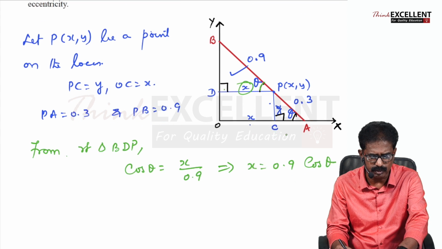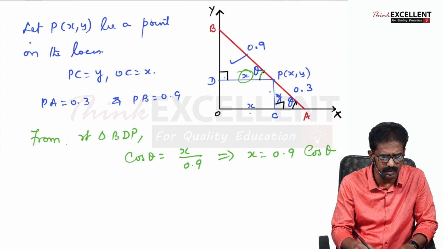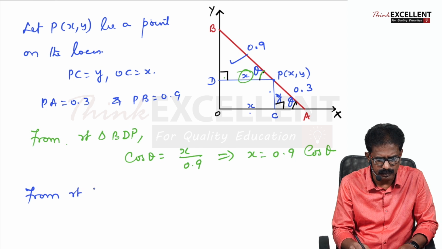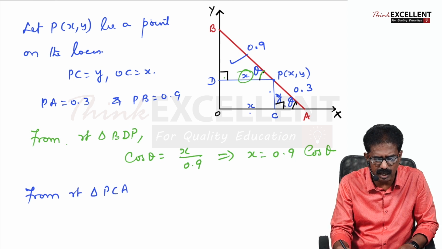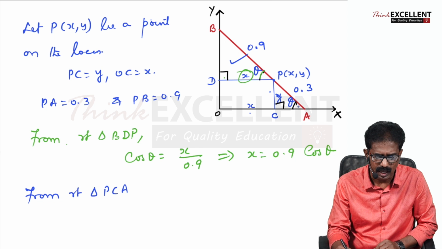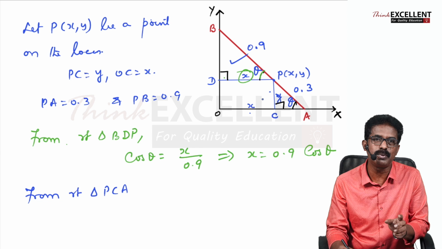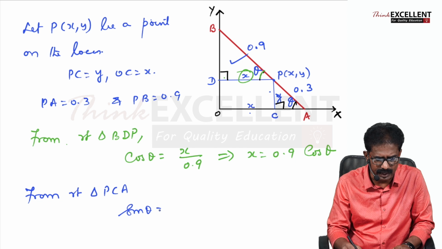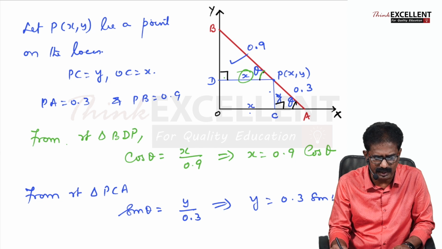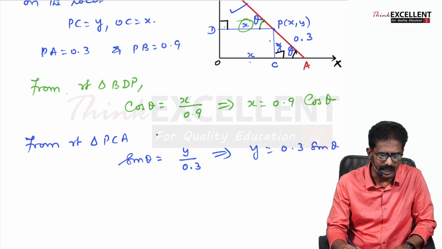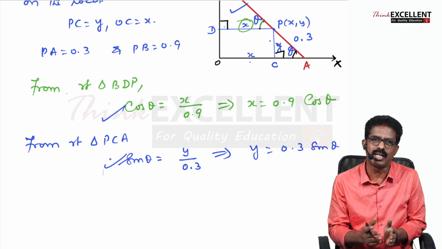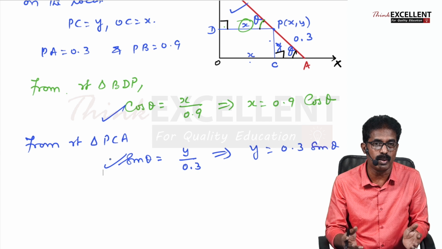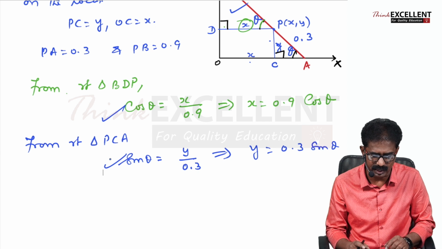Now we take the other triangle, the smaller one, that is PCA. From right triangle PCA, there opposite the 90 is 0.3, that is the hypotenuse, and theta's opposite is y. So here opposite and hypotenuse, so you take what? Sine. Here you can find sine theta. Sine theta is opposite side y by hypotenuse 0.3. Here also you cross multiply, y equal to 0.3 sine theta, right? Now either you square and add these two, sine and cos, squaring and adding. Sine square plus cos square is 1.